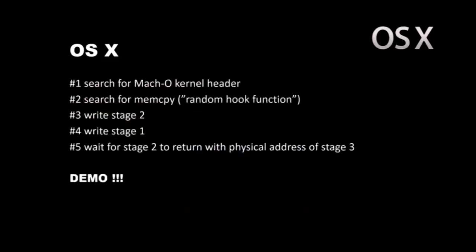In OS X, we'll first search by using DMA. We will search for the Mach-O kernel header. Mach-O is the binary format of binaries in Mac, including the kernel. Then we search for a randomized function to hook. I think I hooked memcopy in this example. Then we write the stage 2 code into the memory of the target computer. Then we write the stage 1 code. We wait for stage 2 code to return with the physical address of the stage 3 code. We write the stage 3 code, and then it's demo time.